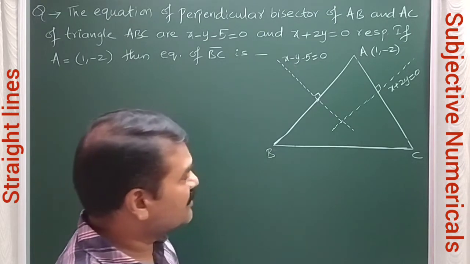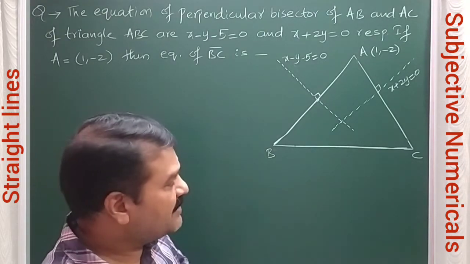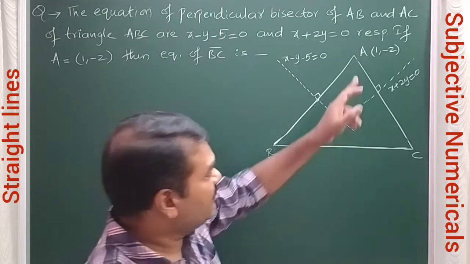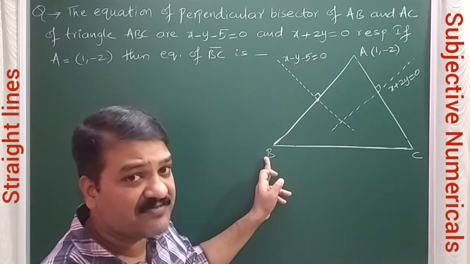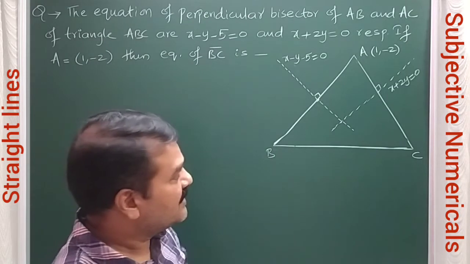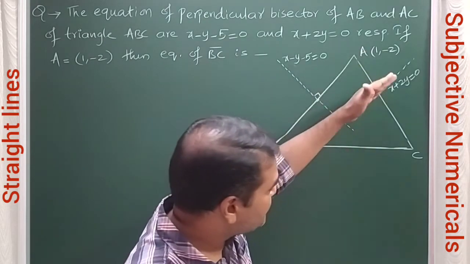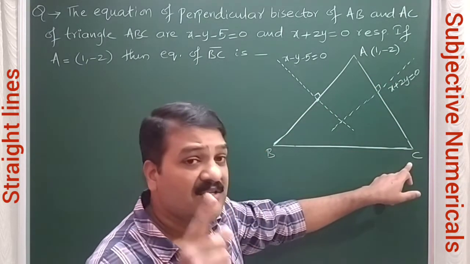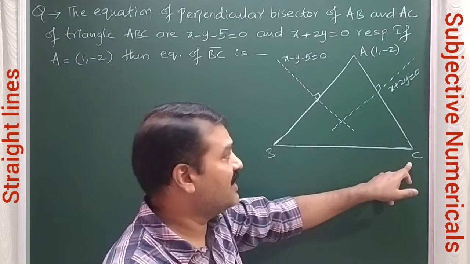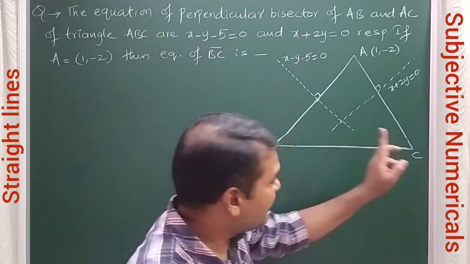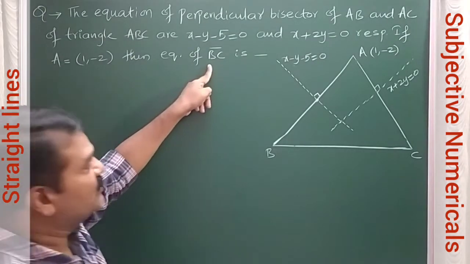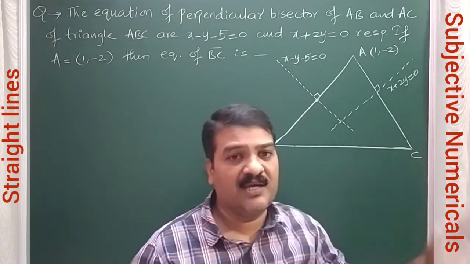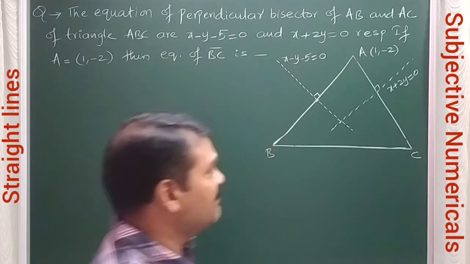So from the figure, the concept we have to use is: the image of A with respect to this line is B, so we will use the image formula to find B. The image of A with respect to the other line is C, so we will find C using the image formula. Once we find B and C, the equation of BC is required, so we can use the two-point formula to find the equation of BC.